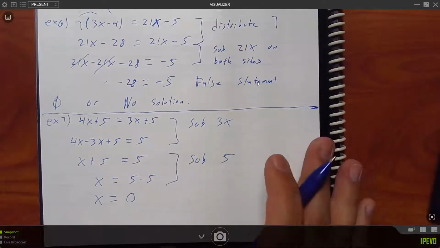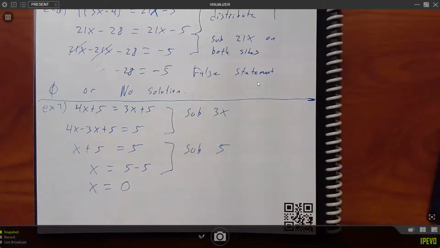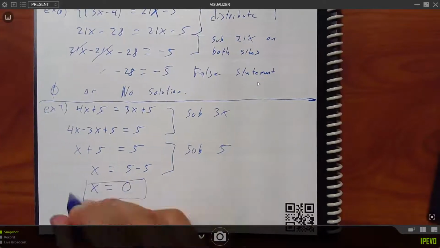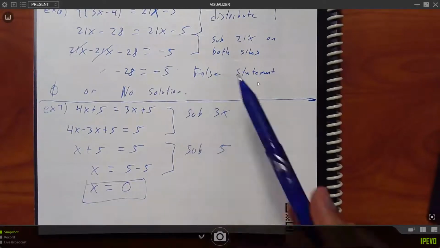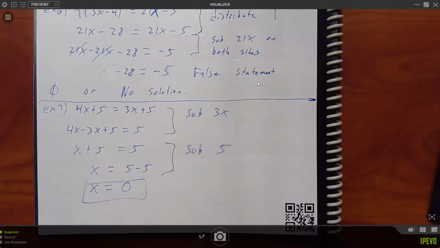Is that a problem? No, it's not weird, right? It's just an answer. x is equal to one specific number. Over here, we had no answer. And then the first one, we had any answer. So those are the 3 possibilities. Whenever you're solving any equation, either you have one unique solution, no solution, or an infinite number. That's it for 2.3.